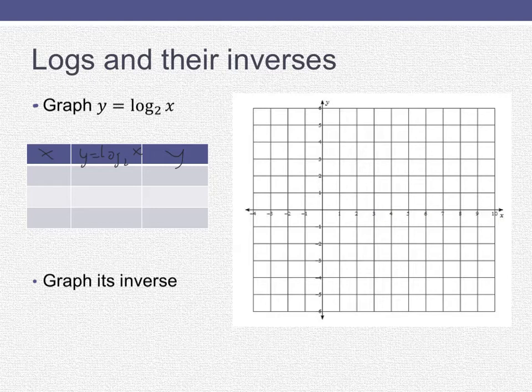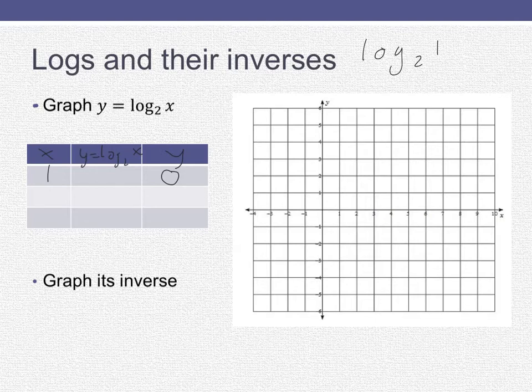One that we're always going to pick will be x being 1, and I'll tell you why. If you had log base 2 of 1, 2 to what power gives you 1? Well, that would be 0. 2 to the 0 power gets you 1. So log base 2 of 1 is 0. There's a nice ordered pair.